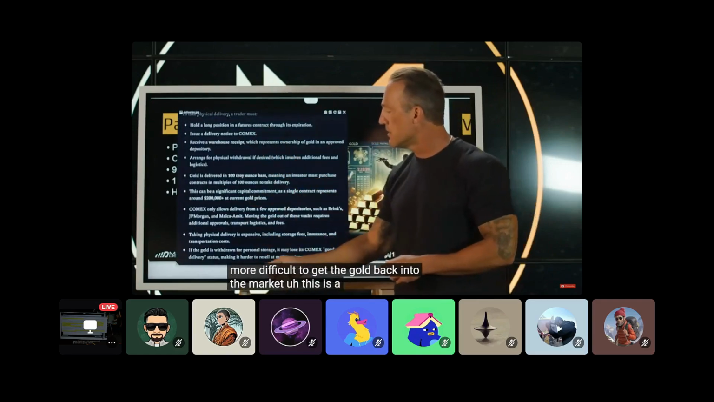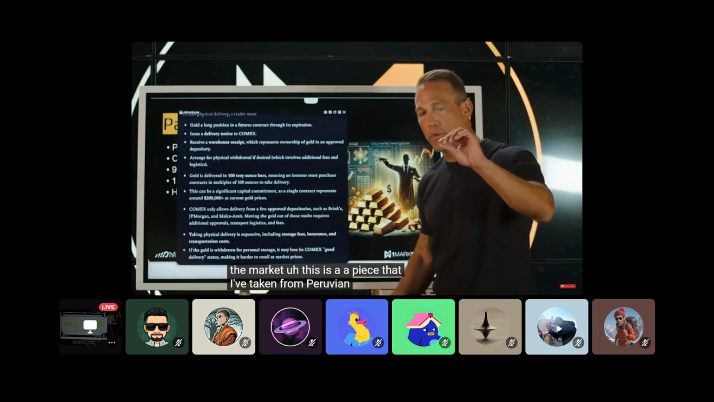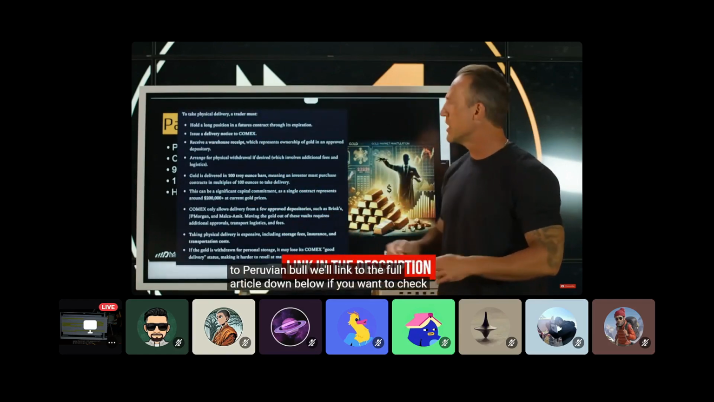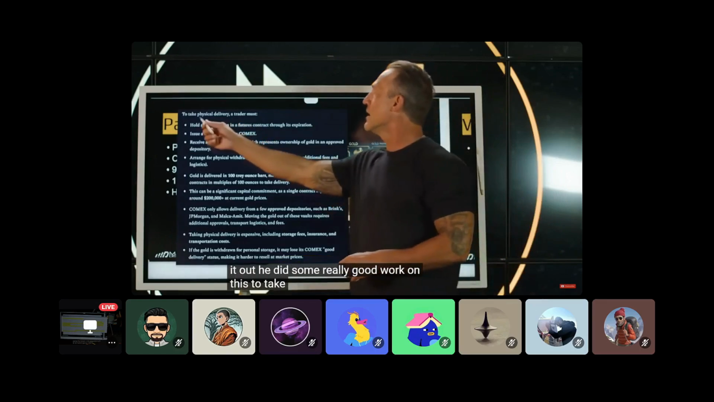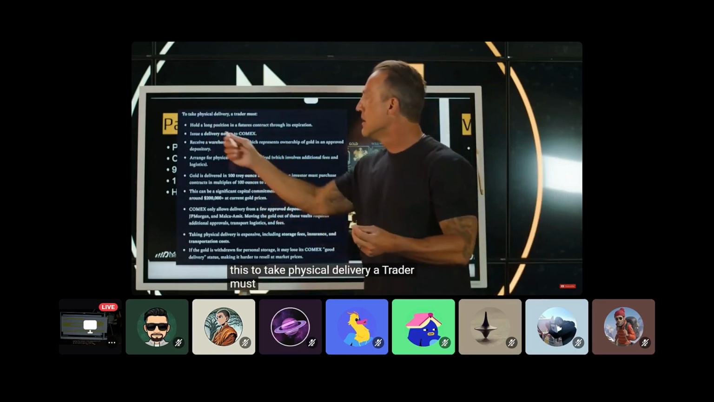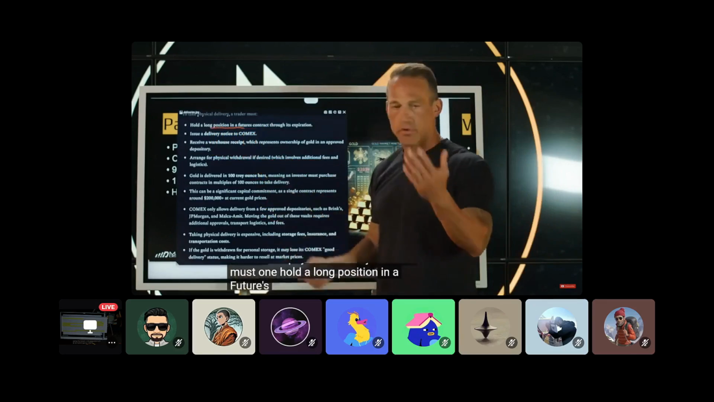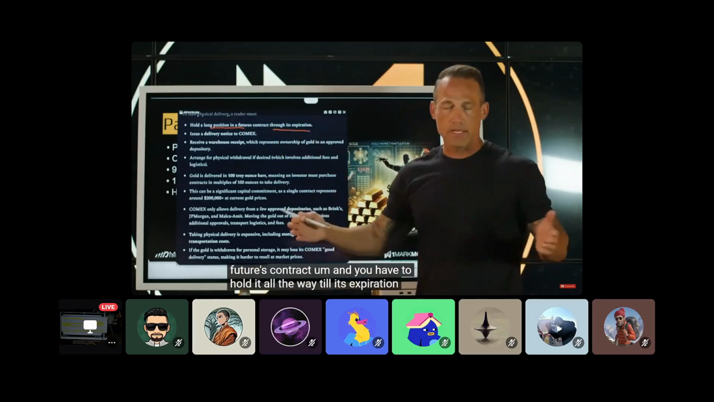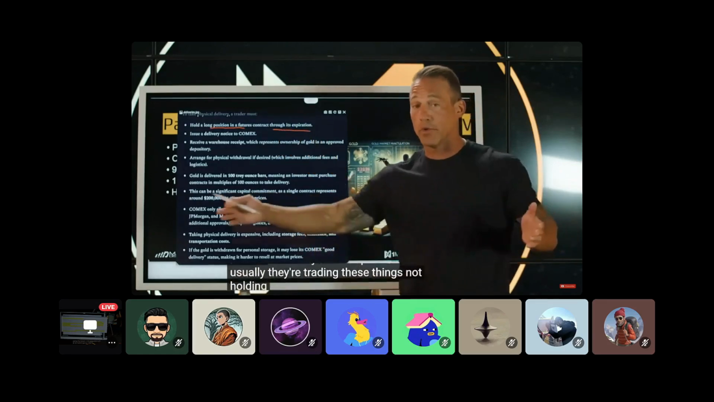This is a piece that I've taken from Peruvian Bull. Shout out to Peruvian Bull. We'll link to the full article down below if you want to check it out. He did some really good work on this. To take physical delivery, a trader must, 1, hold a long position in a futures contract. So you have to buy the futures contract, and you have to hold it all the way till its expiration. Usually they're trading these things, not holding them all the way to the end.